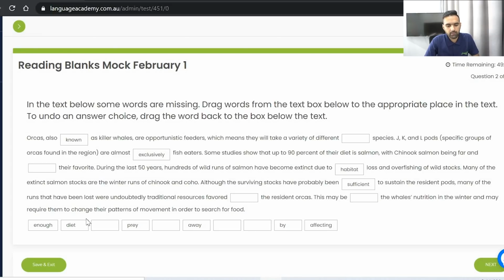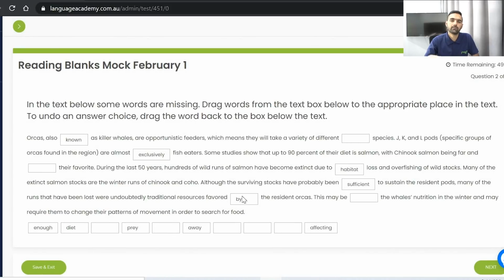Favored enough, favored diet, favored prey, favored away, favored affecting, favored by. You are always favored by someone, or favored because of something. But when you have a subject after favored, you'll say I'm favored by him, right? So you have to use the word by over here.